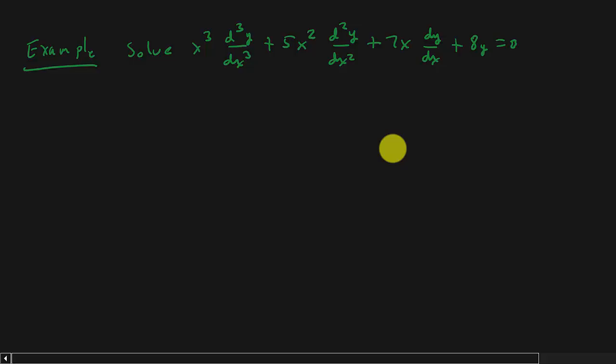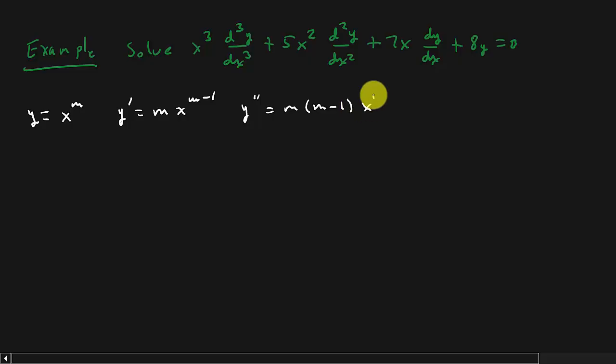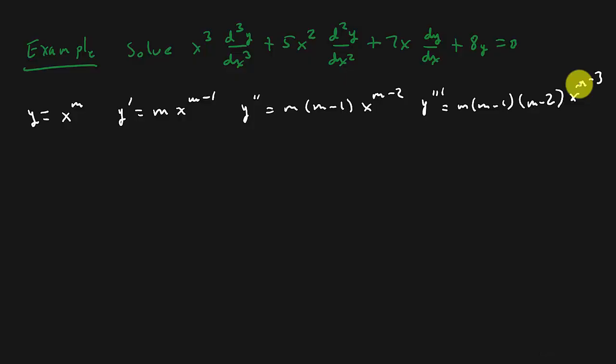All right, let's look at this one. All right, so we got y equals x to the m. Y prime is m x to the m minus 1. Y double prime is m minus 1 x to the m minus 2. And y triple prime is m minus 1 m minus 2 x to the m minus 3. That's an m there. I had to squeeze it in. I was running out of room there. So now let's plug everything in.